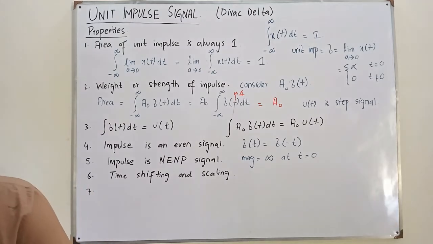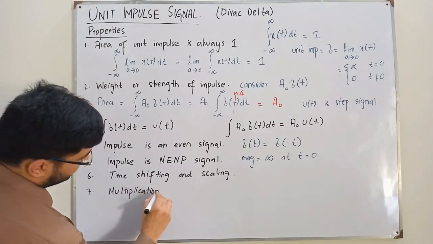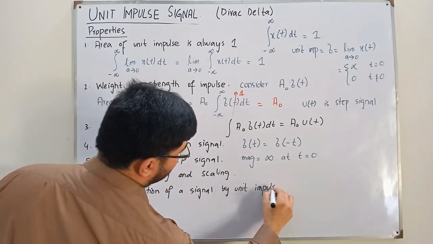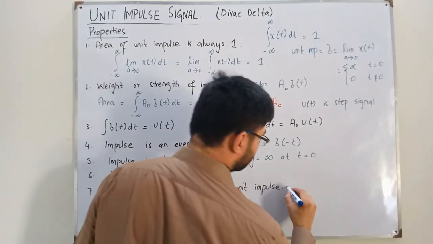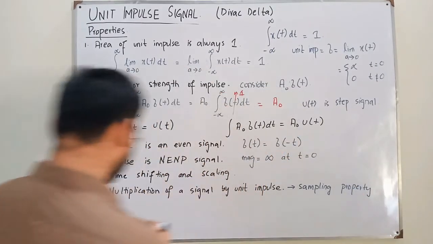The next is multiplication of a signal by unit impulse. So let me tell you now. Let's say we have a signal. We need to go into detail of this, okay? Or this is the sampling property. We'll see that in detail as well. This is the sampling property. Leave it for now. Multiplication of a signal by unit impulse, let it be, but I have a separate video, maybe the next one. This is known as the sampling property, for which I have the next video. So leave it for now.